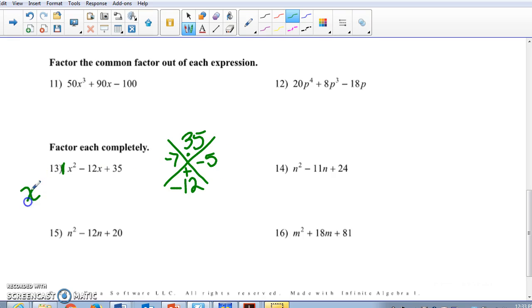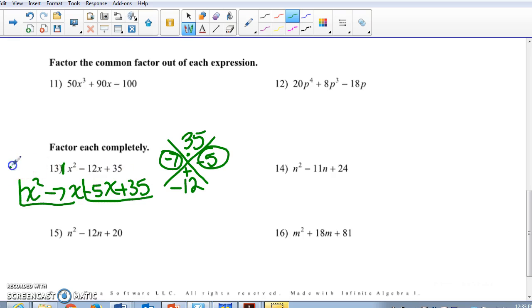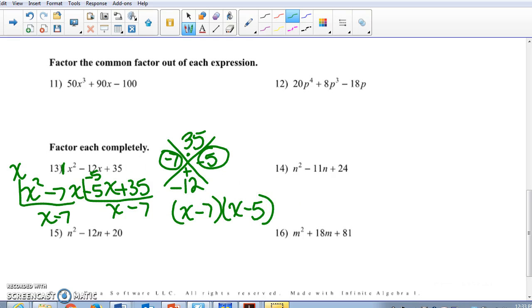We do the same thing. I just bring down the first term, bring down the last term, and then use these numbers. So negative 7x minus 5x. Then we can group. x minus 7, negative 5, x minus 7, so x minus 7, x minus 5. Okay? I got x minus 5 from here.